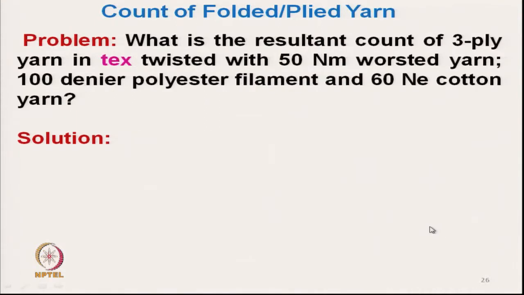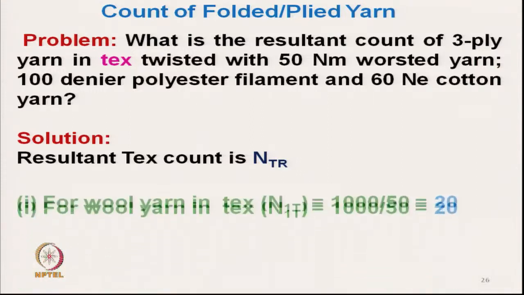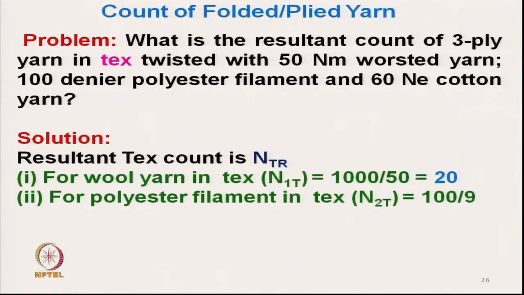In another problem, which is practical in industry, we face this type of problem where a 3 ply yarn is made of different types of yarn expressed in different systems. In convention, worsted yarn is expressed in terms of NM, metric count, in the industry itself, polyester filament is expressed in denier, and cotton yarn is expressed in NE.